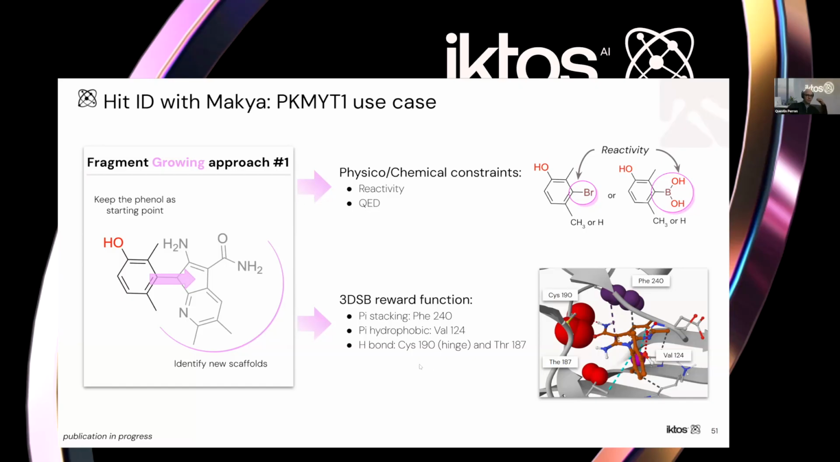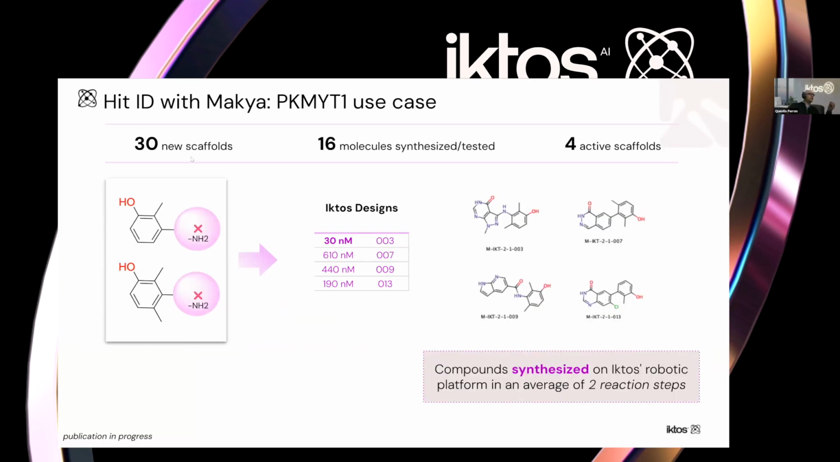And then you just press go, and the GenAI has been able to generate 30 new scaffolds. 16 molecules have been synthesized in our robot because they were very easy to make. And we have been able to identify 4 active scaffolds. So as you can see, we get the phenol on the right-hand side because this is something we asked for from Machia. And then Machia identified 4 new scaffolds, not published yet, without the NH2, having very nice activity.